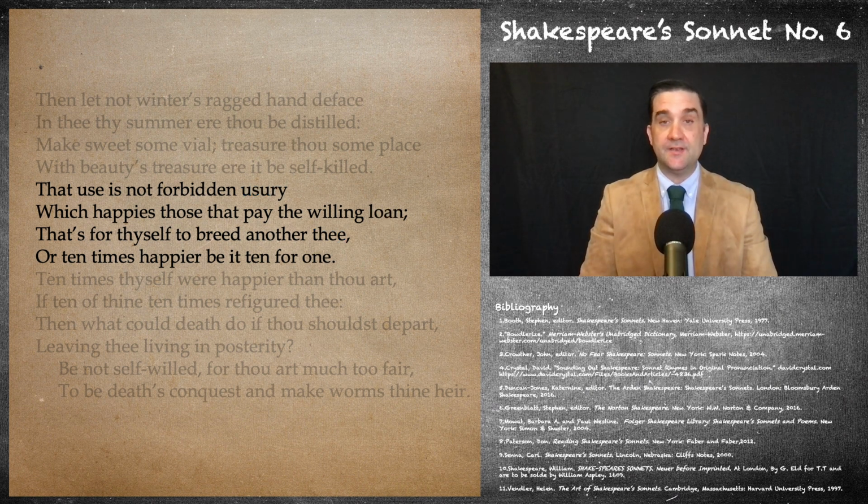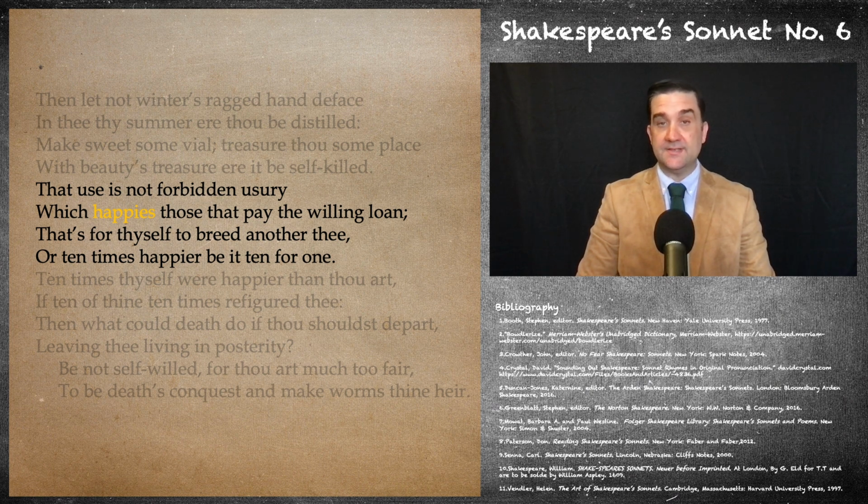Alright, so the second thing that I'd like to draw your attention to in this quatrain is Shakespeare's use of verbification or conversion. In linguistics, conversion is the creation of a word from another word with no change in form. Verbification is a particular type of conversion where we create a verb from an existing noun, adjective, or some other word. We see an example of verbification in line 6 with the word happies.